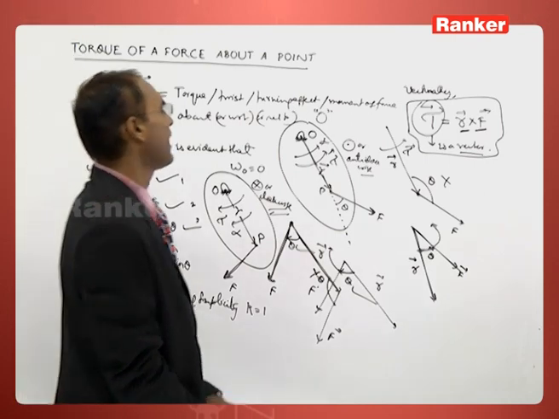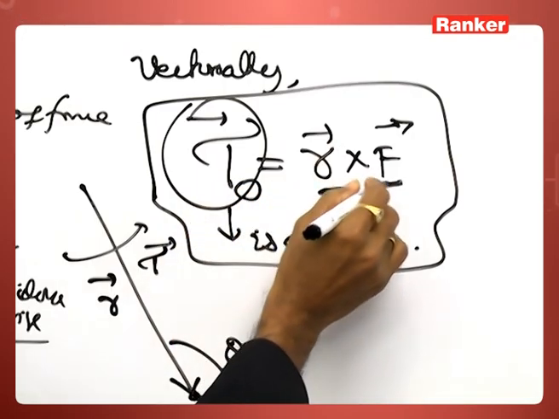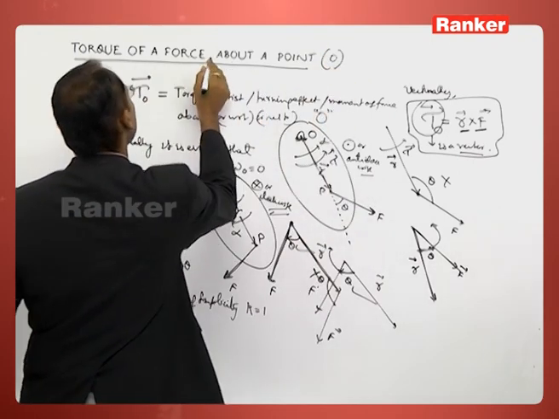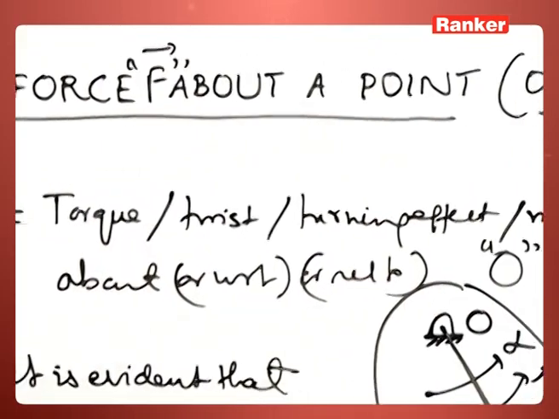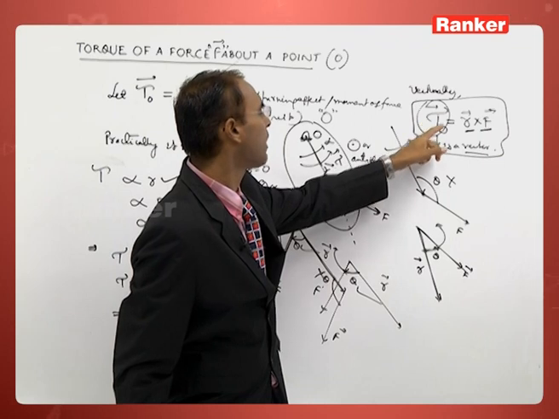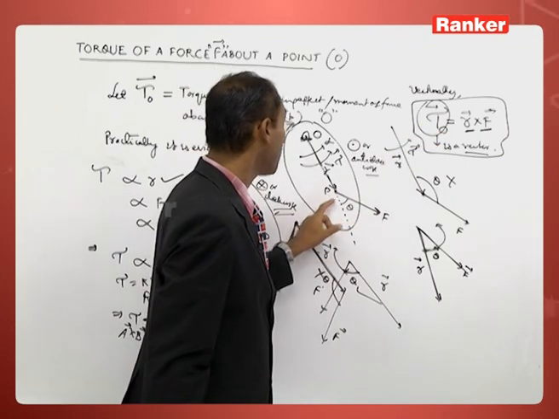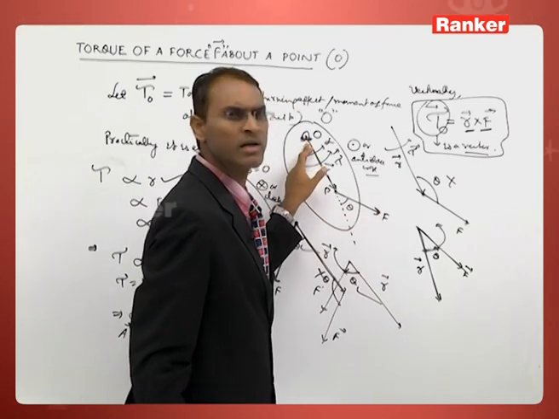Let me name it torque of the force about a point O. Torque of a force, which force? F, about a point O. Tau O, suffix is O. Tau O, torque about O. Torque of the force F, or turning effect of this force F, or twisting effect of the force F about this reference point.